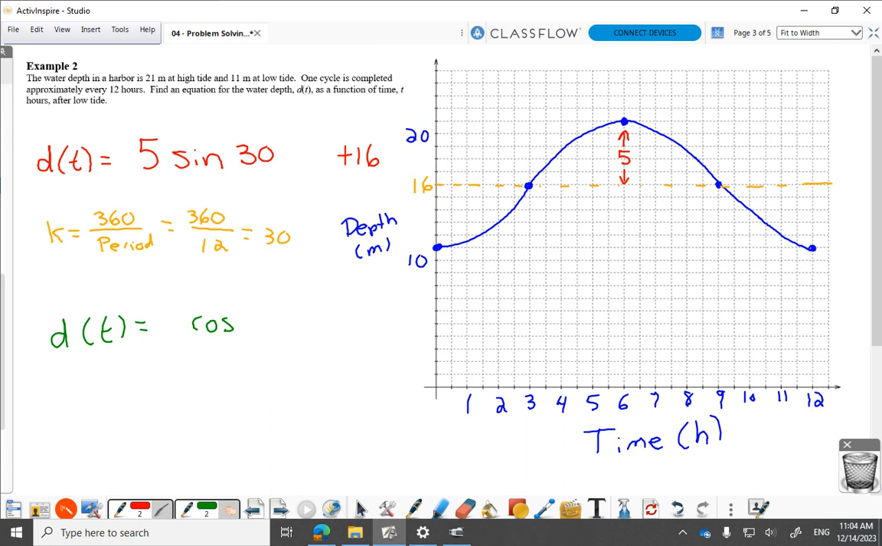Last piece of the puzzle. Does it need to be phase shifted? And the answer is yes. Sine starts in the middle on the way up. Where's the middle on the way up in this one? 3. So if you know what you're looking for, that's not all that bad right there.